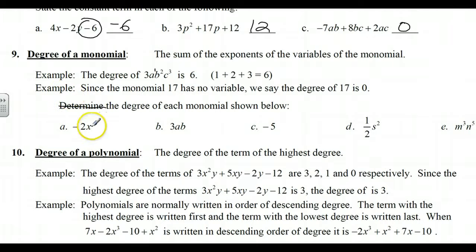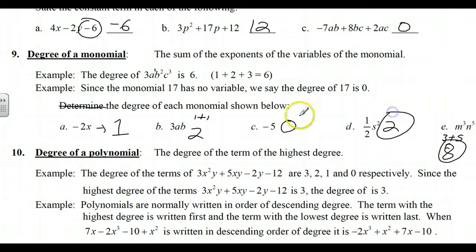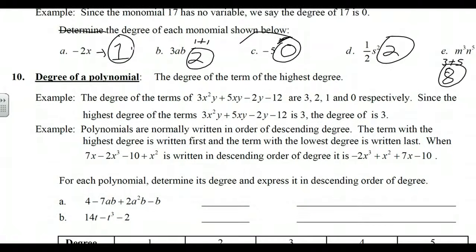Determine the degree of each monomial shown below. Technically, I guess you could say determine, show the work. Well, this is degree 1. This is 1 plus 1, which is 2. This is degree 0. This is degree 2. It's just got a 2. There is no variable. And this is degree 3 plus 5, so it's degree 8. So 8, 2, 0, degree 2, degree 1. That's for a monomial. So each monomial has its own degree.